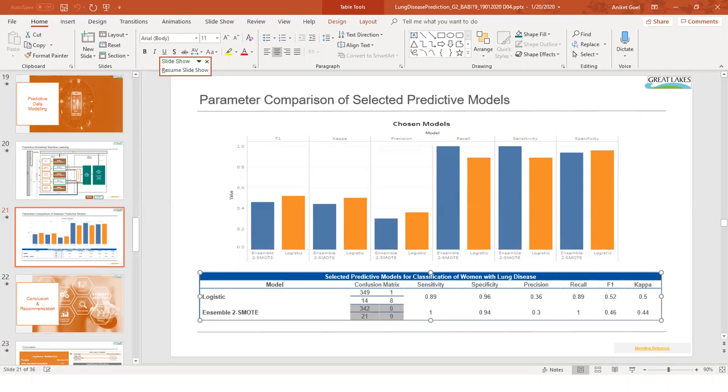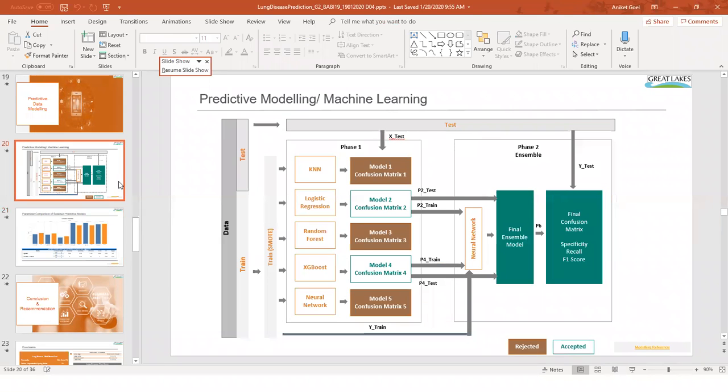Okay. Thanks, Aniket, for the detailed answer. Coming back to this slide 20. So what do we mean by this P4 train, P4 test for models 2 and 4?